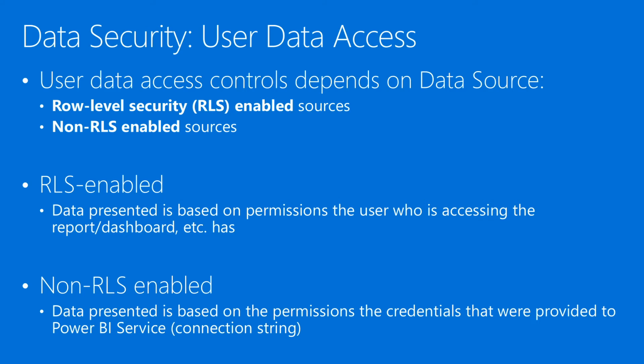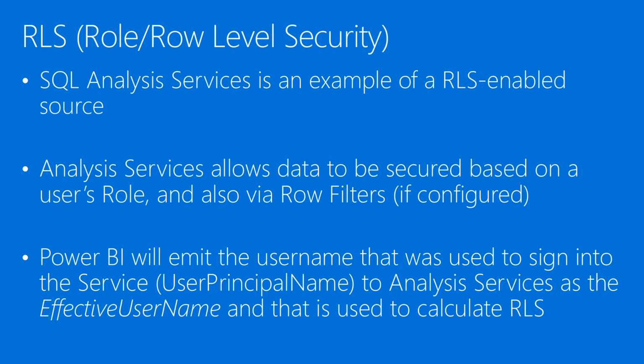In the case of non-RLS enabled, that just simply means we don't have that ability to pass the information down about the user principal. So what you actually end up getting back depends on the credentials that are stored for that data source, right? You're gaining access. That credential is what dictates what comes back. So there's 2 models in there. And we'll talk about each literally right now. For RLS, SQL Analysis Services is an example of this, right? It knows how to compute security and permissions based off of a user principal. It supports both role and ultimately dynamic and row filters if you've decided to go there.